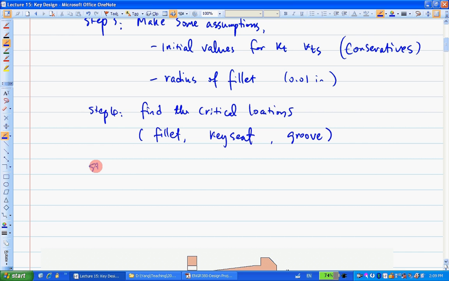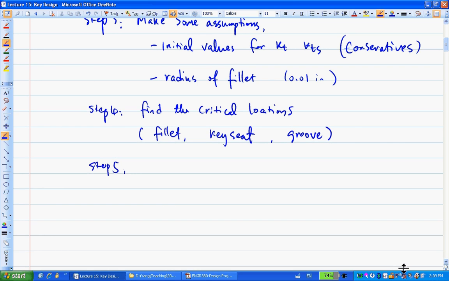Now, step number five is to do the calculation. In this case, you have to choose a design equation. There are a number of design equations. You have to choose the proper design equation based on the loading condition, right?